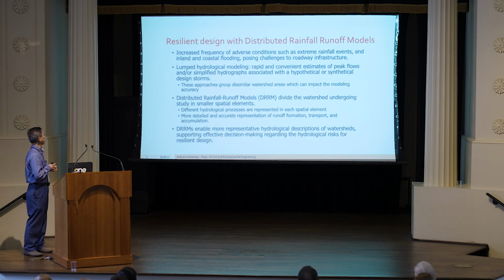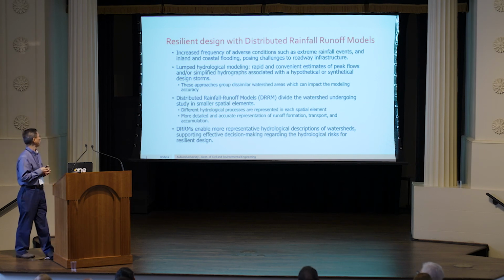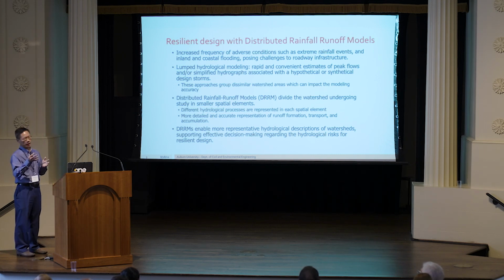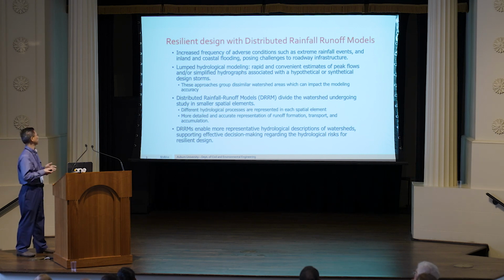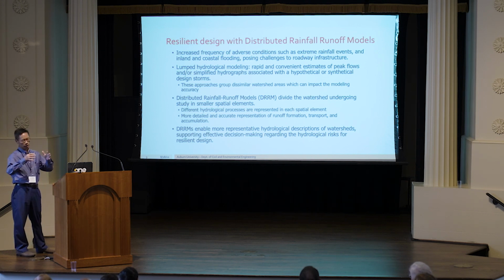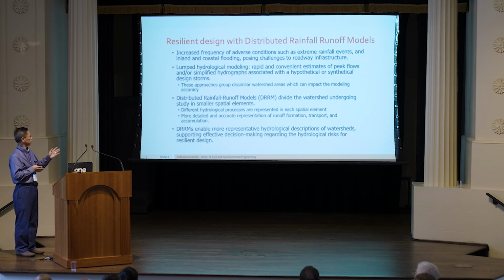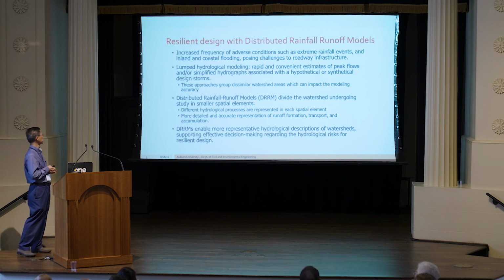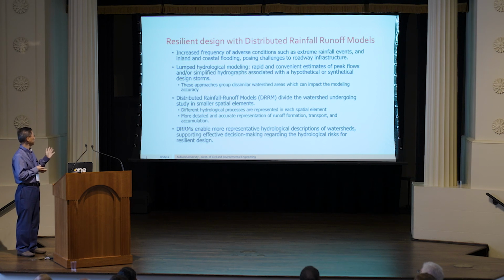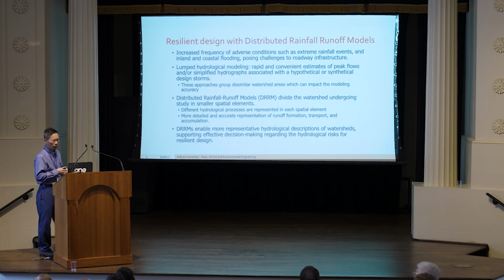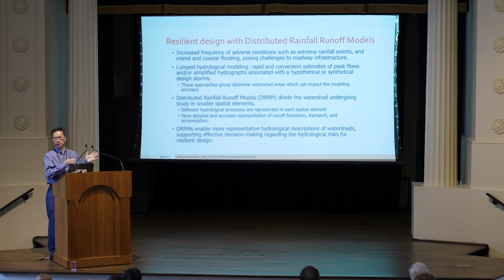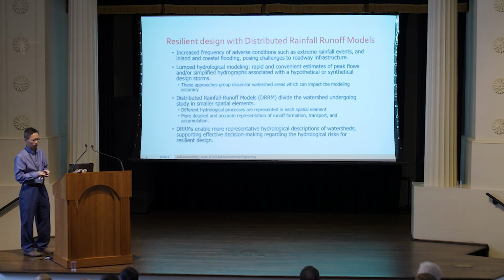distribution, dividing the watershed under study into small spatial elements. Because of that, as I just mentioned, different hydrologic processes are present in each spatial element. So there is a more detailed or accurate representation of runoff formation, either from overland flow and transport if you're dealing with water quality, and accumulation through the routing and going downstream. So basically, DRRMs enable a more representative hydrologic description of the watershed and support effective decision-making regarding hydrological risk and resilience design. And that's what we need for the future.